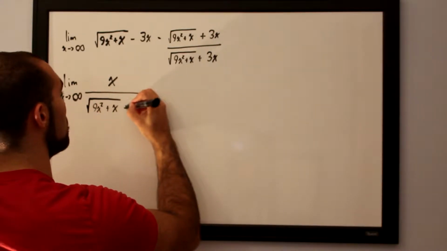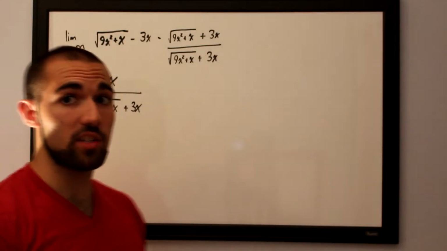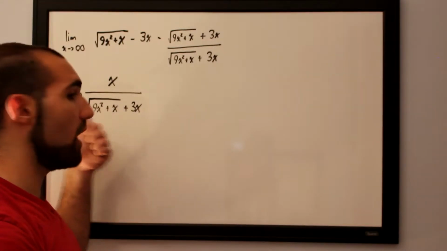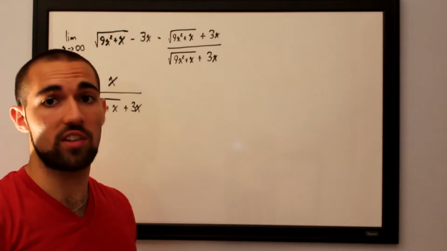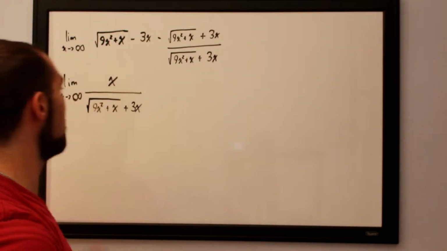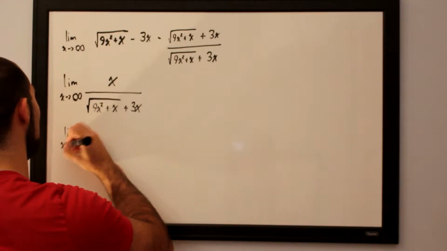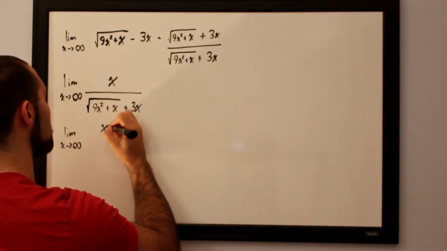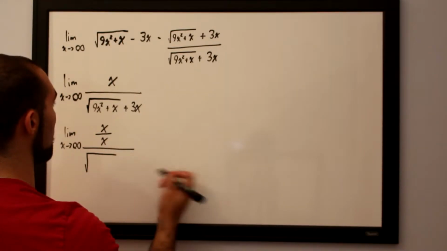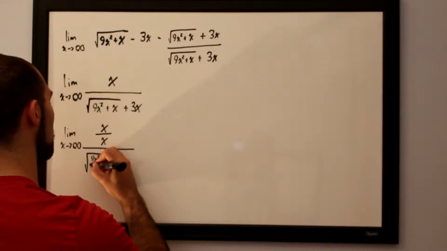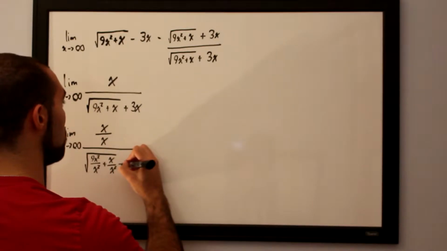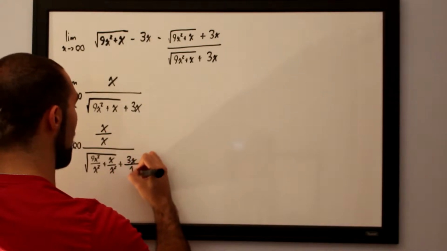Now we're going to look at the highest power in the denominator, and that is going to be x, because here we have the square root of 9x squared. So if we wanted to take the square root of an x squared term, that would simply leave us with a power of 1 of x. So if we wanted to divide this entire thing by the highest power in the denominator, take the limit as x approaches infinity for x divided by x over, and then within the square root, we're going to be dividing by x squared. So this is going to be 9x squared divided by x squared plus x over x squared, and then plus 3x over x.